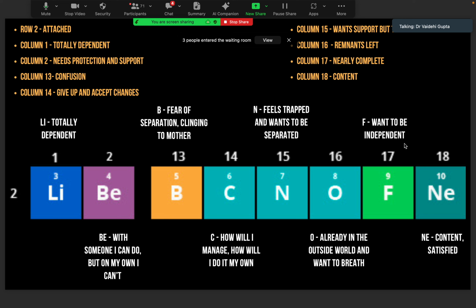Sodium: feels trapped and wants to be separated. Now it is the time when he is at the verge of separation. He just wants to get separated. He is feeling suffocated. That's why he feels trapped and wants to be separated.